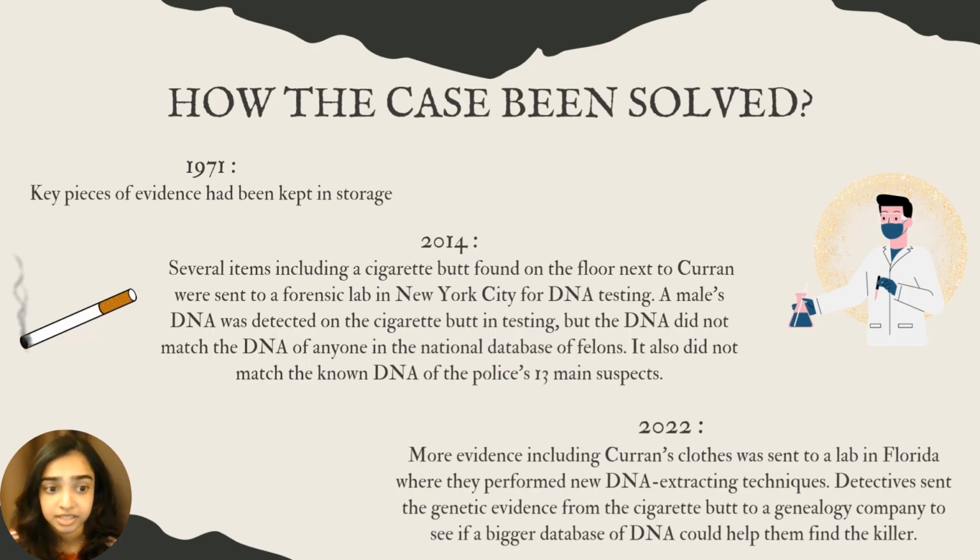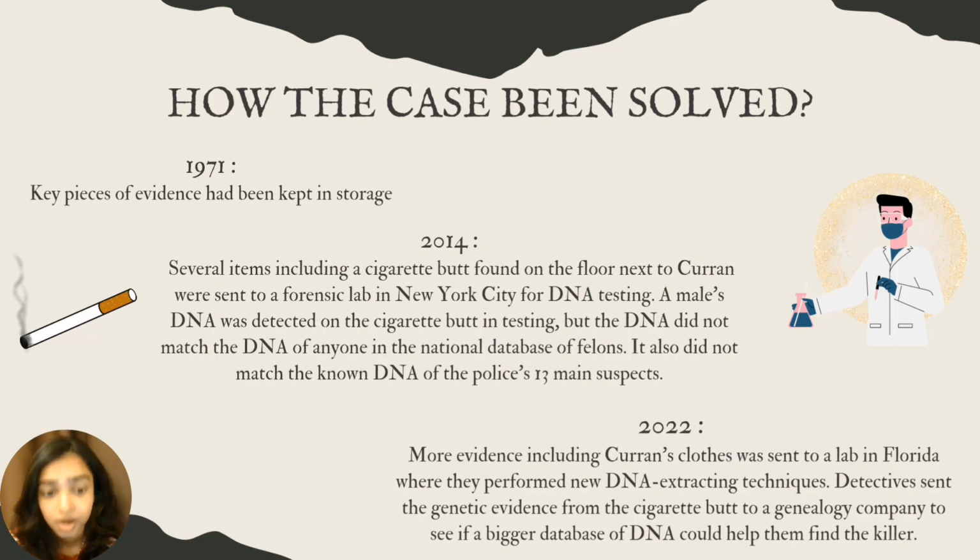In 2014, several items including a cigarette butt found on the floor next to Karen were sent to the forensic lab in New York City for DNA testing. A male's DNA was detected on the cigarette butt in the testing, but the DNA did not match any of the DNA in the National Database of Felons. It also did not match the known DNA of the police's 13 main suspects.